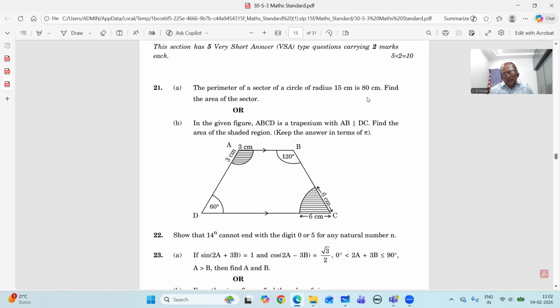So we know r and theta, so we can calculate area of the sector. That is half l r. First we'll calculate l, and using that and the radius we can calculate the area, which is equal to half into small l into small r. So we have the perimeter of a sector of a circle of radius 15 centimeters is 80 centimeters. Find the area of the sector. Let us look into the working.